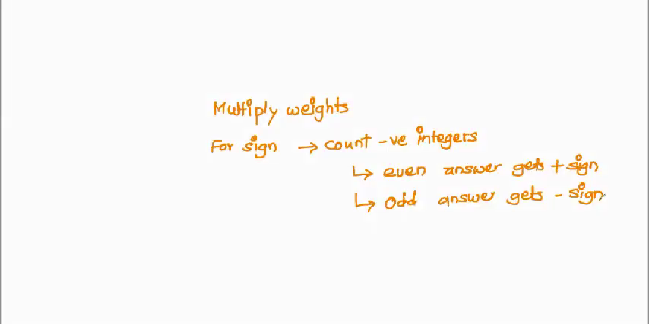So whenever we have multiplication of integers, we just multiply the weights. So step 1 is just multiply the weights. And in step 2, we want to know the sign of the answer. For the sign, count the negative integers. If the negative integers are even, then the answer gets positive sign. If the negative integers are odd, the answer gets negative sign.